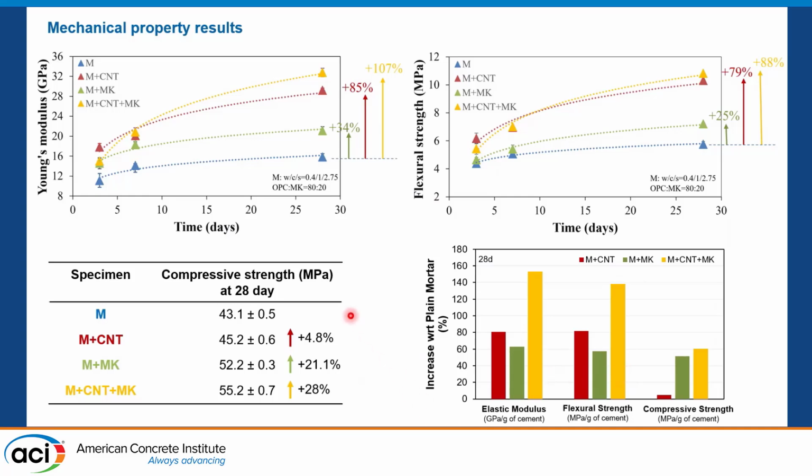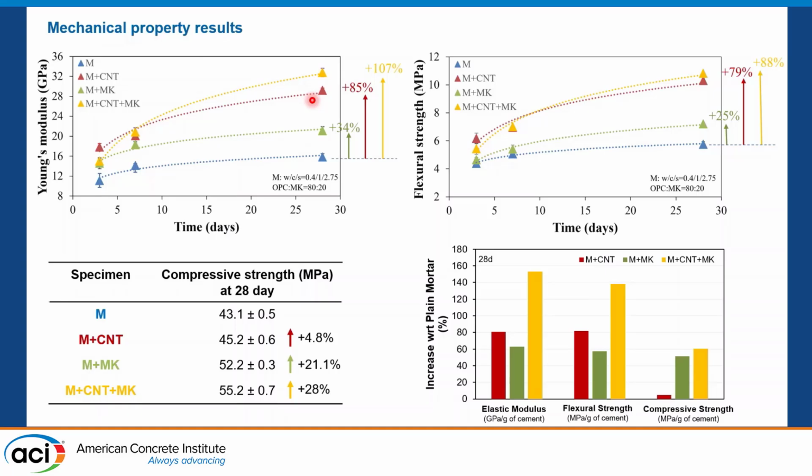Here are the compressive strength results, and we can see that with metakaolin, because it's a pozzolan, we have a very high increase in compressive strength, and the combination of metakaolin and CNT gives us the highest improvements. One might question why we need to add metakaolin, because in the above 2 graphs, the yellow and the red data points at 28 days are very close, so why not just add carbon nanotubes alone?